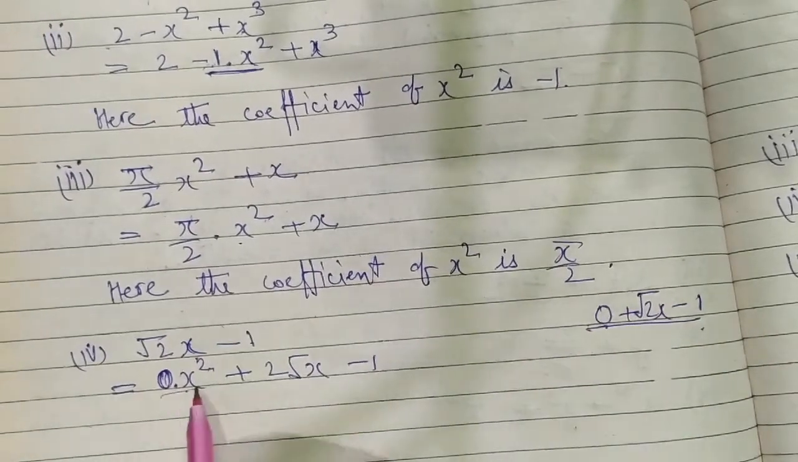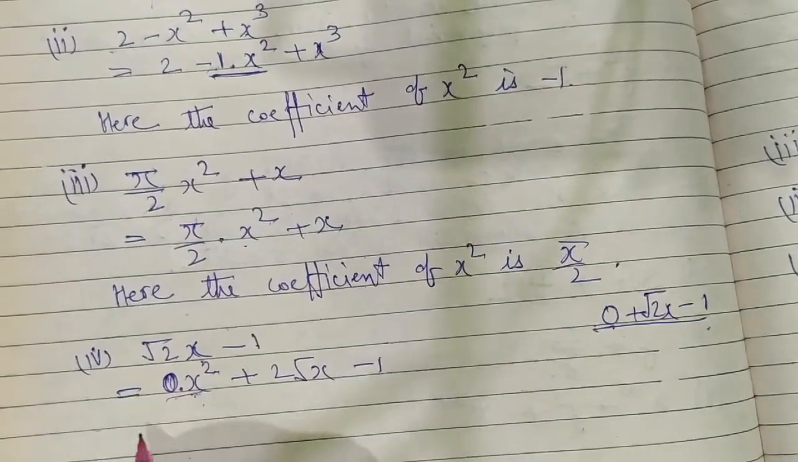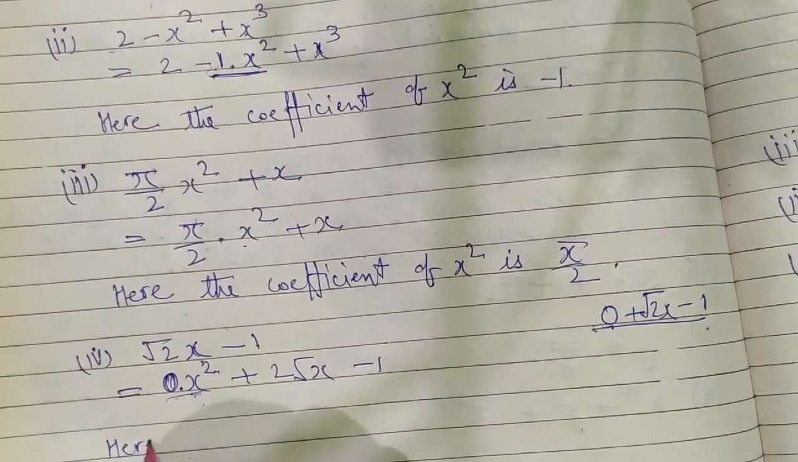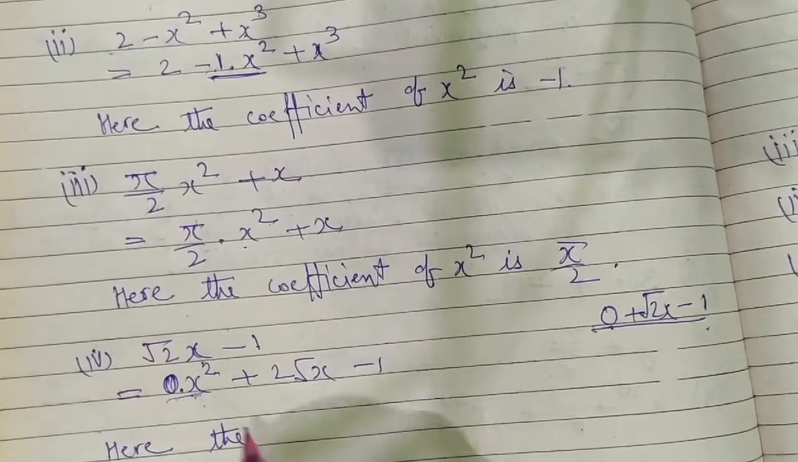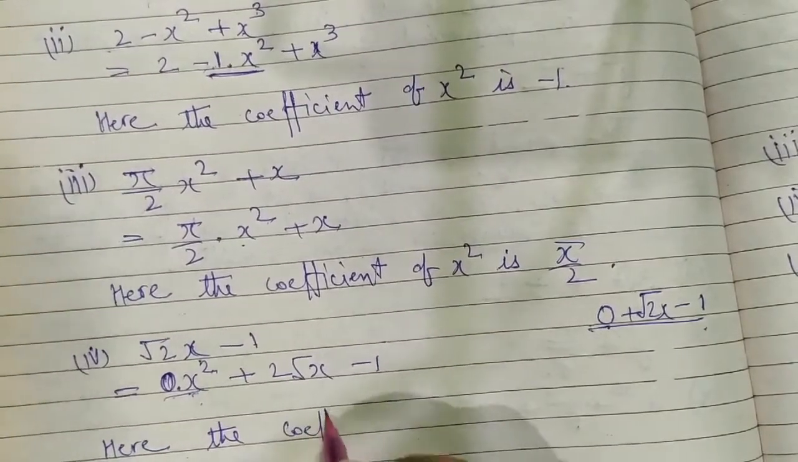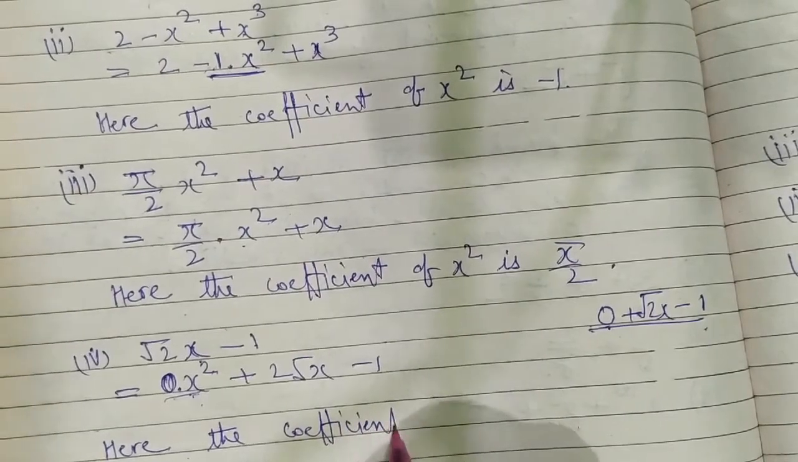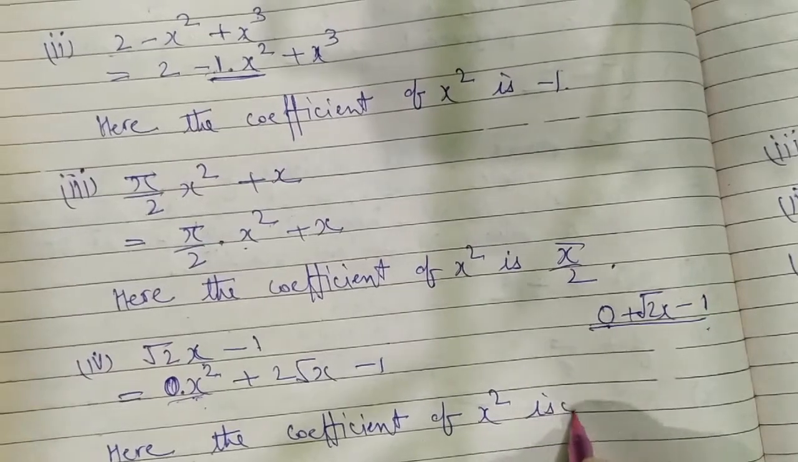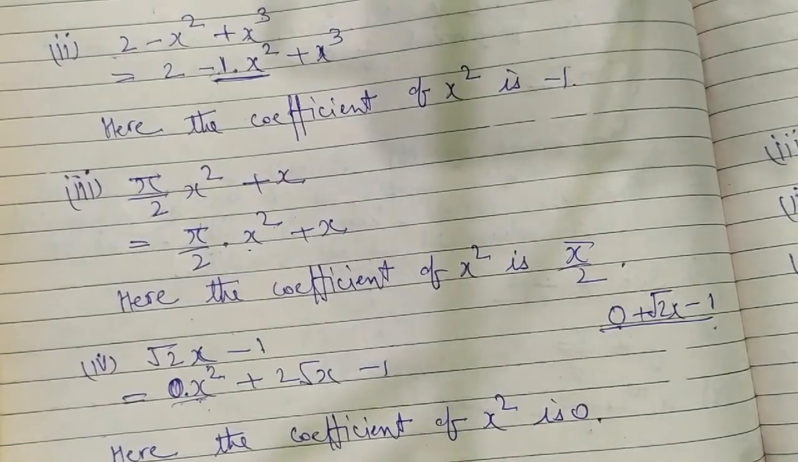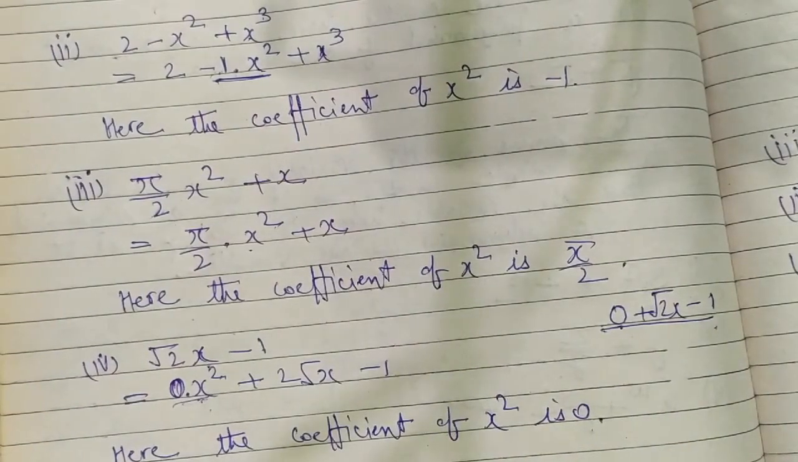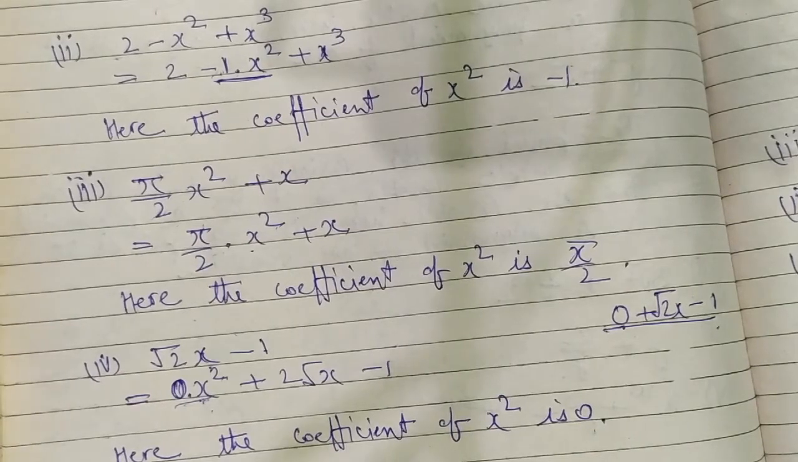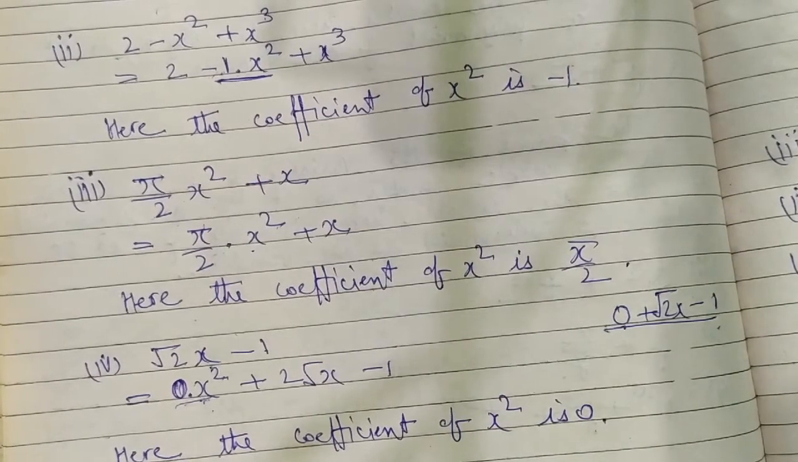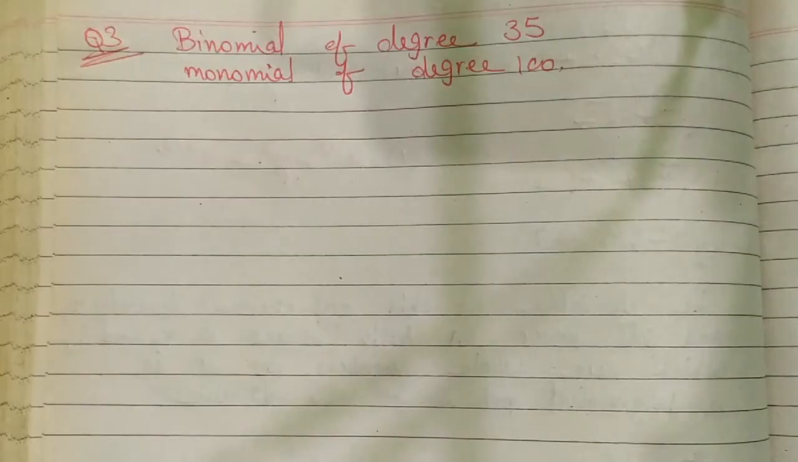So for 0 we have done it like this. So you can write here: the coefficient of x square is 0, right? I hope it is clear. Now we have solved the second question also. Now let's start with the third question.